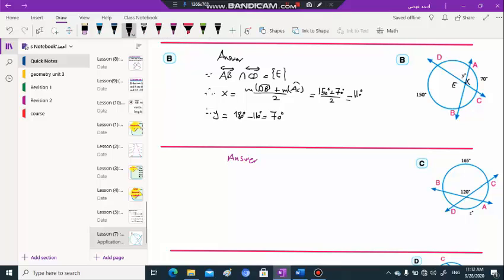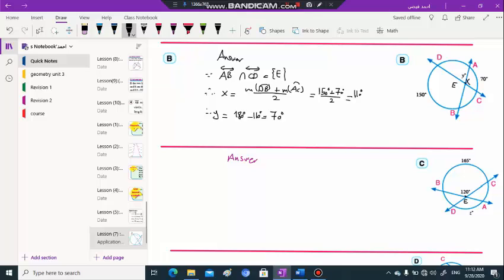We want to find the value of Z. So Z is the measure of arc AD. And we have the internal angle, which is, if this point is E, BEC. So you want to find the measure of arc AD. So we say before, if we want to find this angle BEC, the measure of arc BC plus the measure of arc AD divided by 2 equals this angle.